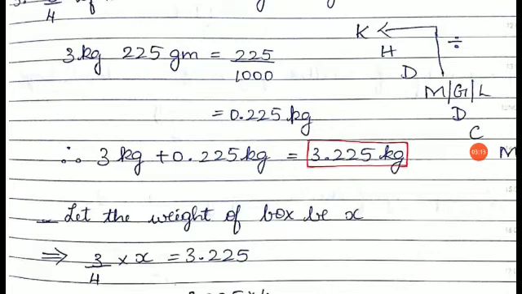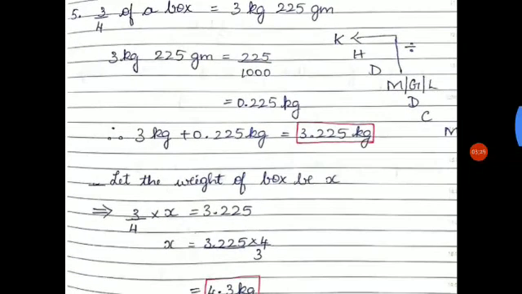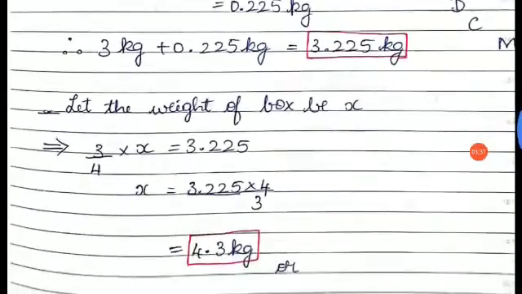And then to find x, what do we have to do? You have to take this 3/4 to the other side. When 3/4 moves to the other side, it will be written in the reciprocal form. So x is equal to 3.225 into 4/3. After solving, you will get the final answer as 4.3 gram.